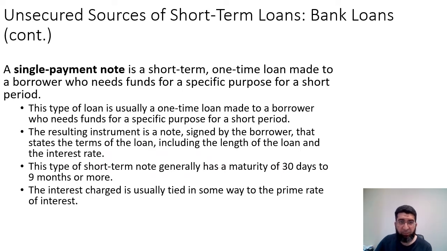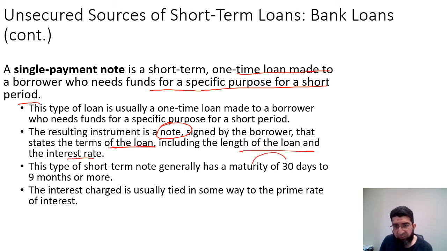Then there is a single payment note, which is a short-term one-time loan made to the borrower who needs funds for a specific purpose for a short time period. This type of loan is usually a one-time loan, and the resulting instrument is a note signed by the borrower that states the terms of the loan, including the length of the loan and interest rate. This type of short-term note generally has a maturity of 30 days to 9 months or more. The interest charge is usually tied in some way to the prime rate of interest.